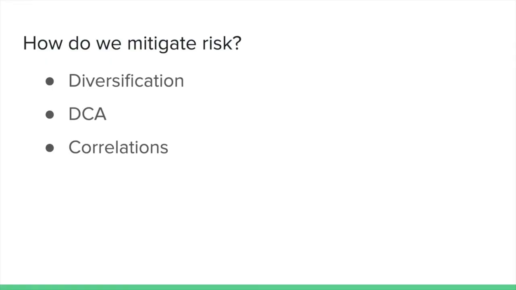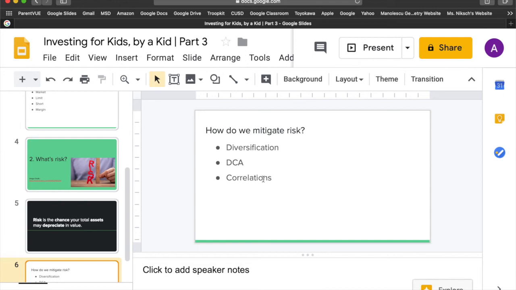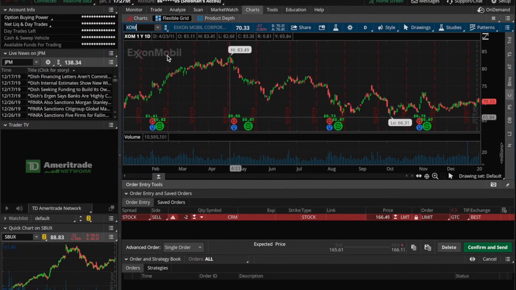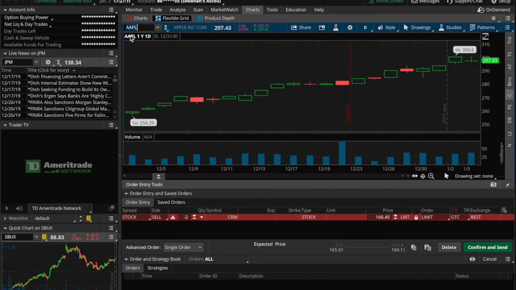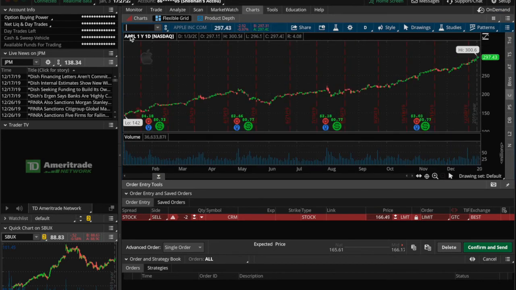That's what risk is. Now, how do we mitigate risk? We don't have control over whether a stock is going to go down or up, but we can do things to make sure that our portfolio's risk is as low as possible. The first and most common method is diversification. Let's say we want to diversify our portfolio. We could buy ExxonMobil because it's an energy company. We could have one stock in technology, and one stock in healthcare, J&J.